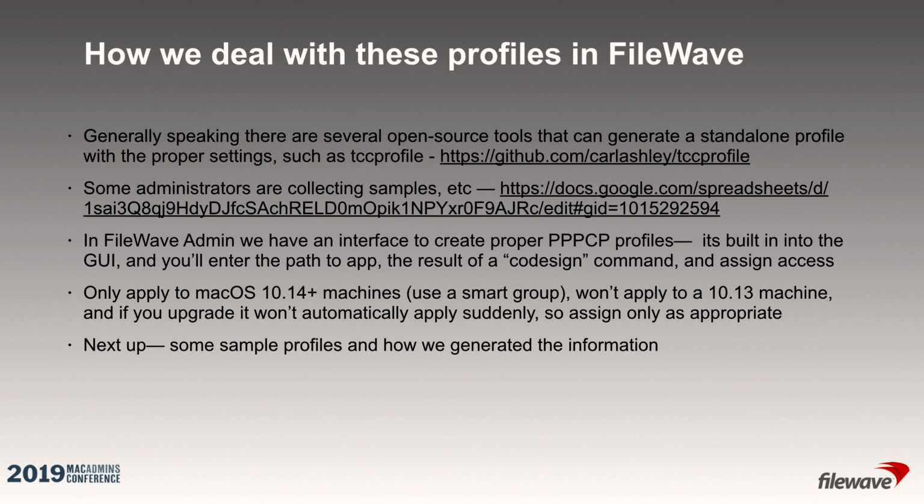Like I mentioned, there's also a Google Doc that someone put together. There are only maybe about 24 on there right now, but people contributed what's triggering what. So in FileWave itself, we actually have an interface to create these profiles. It's built right into the GUI. You need to enter a couple of things: the path to the app, the result of a Codesign command, which we're going to show you, no way around that, and what type of access you're giving the devices. Again, this only applies to 10.14 machines. They won't apply to 10.13, so make sure you're careful about where you're putting these out. And I'm going to show you some sample profiles and how we generated the information.